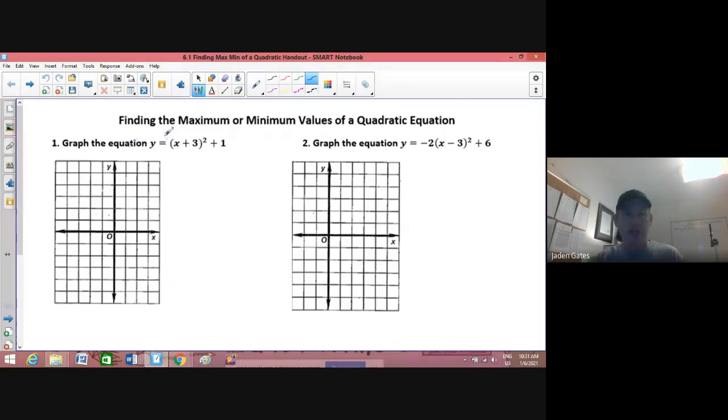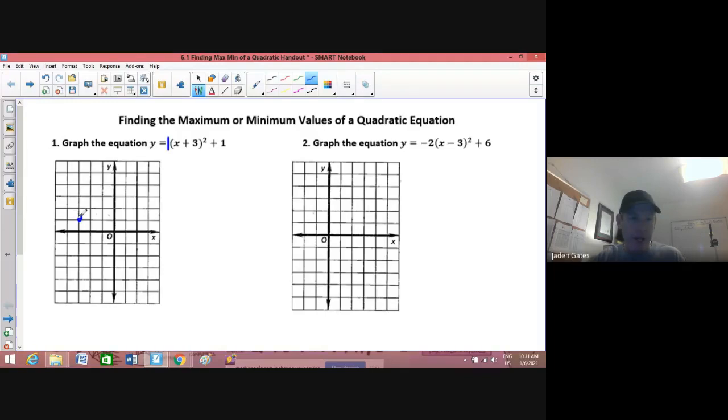x plus 3 squared plus 1. Now, my a value here is 1. But again, this is in vertex form, which we need to find a max or min values. And again, my h value is -3. Again, it's always the opposite, right? And this thing is going up 1.